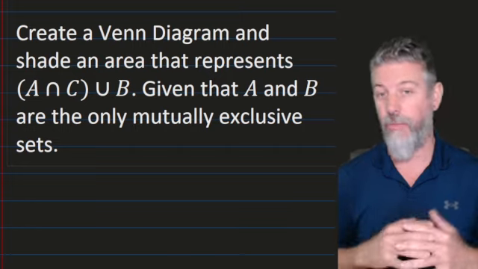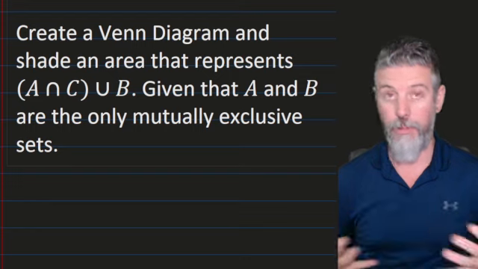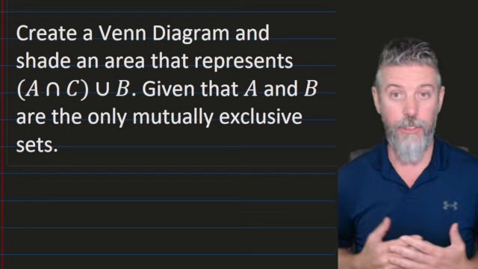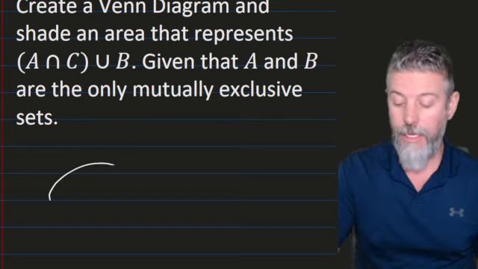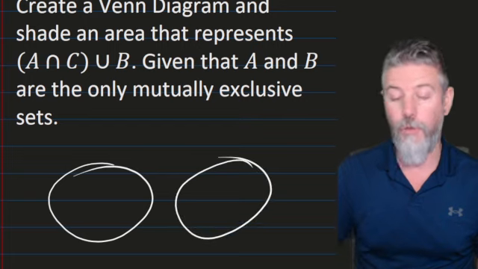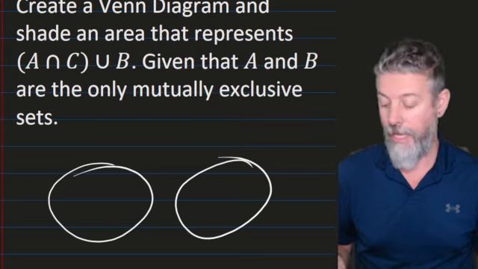Now, A and C would not be able to be shaded if A and C were mutually exclusive, because there'd be no overlap. So what does that look like visually? If we have a set that is mutually exclusive to another set on a Venn diagram, it looks like that. They just don't overlap.